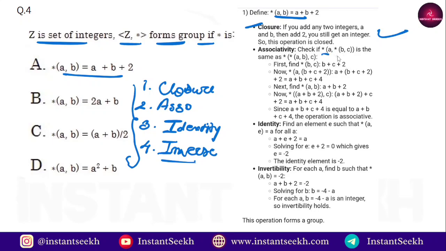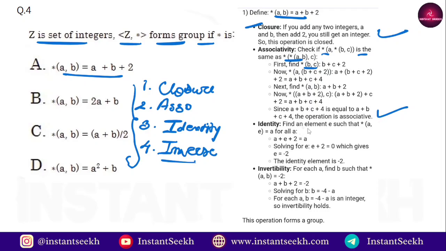Next, associativity: (a * b) * c is the same as a * (b * c). So we can formulate b * c, that is b plus c plus 2. Since a plus b plus c plus 4 is equal to a plus b plus c plus 4, both sides are true. That verifies the property of associativity. Both the LHS and RHS have the same form.